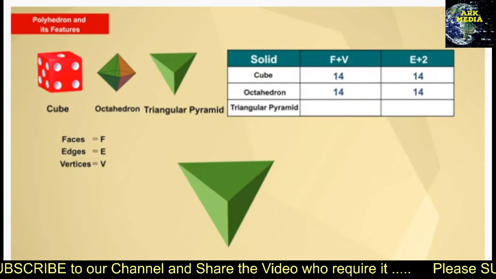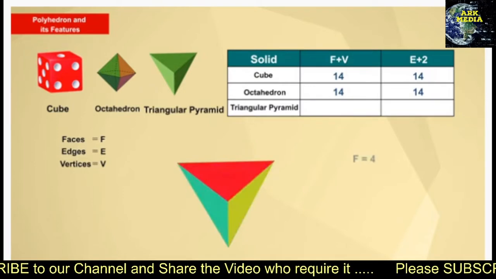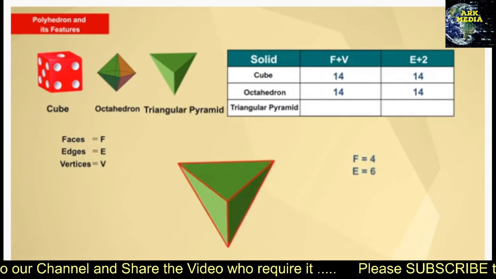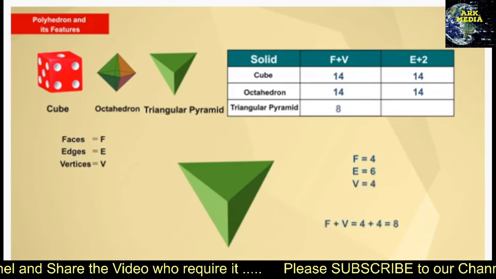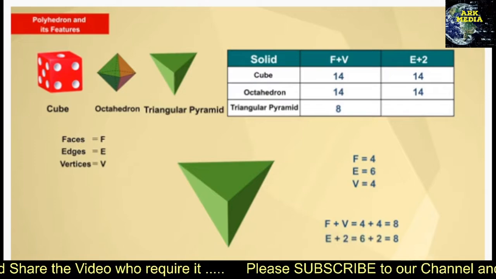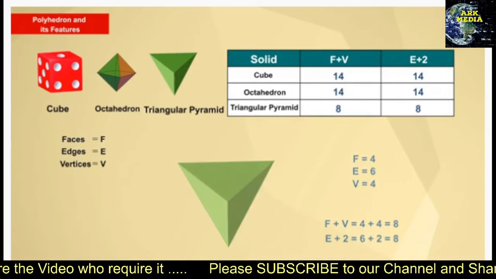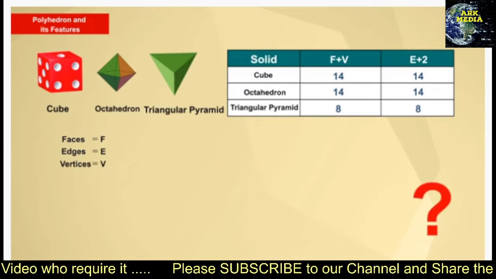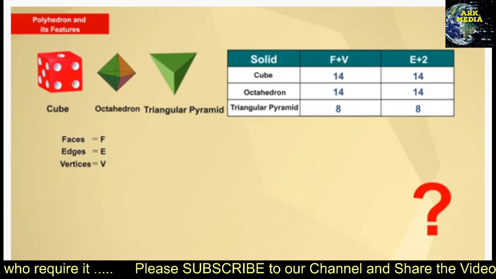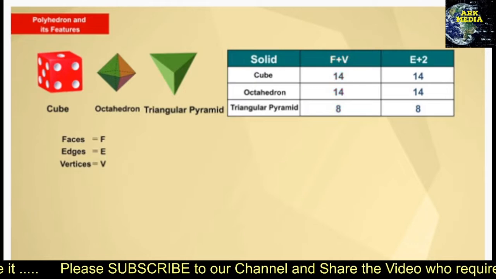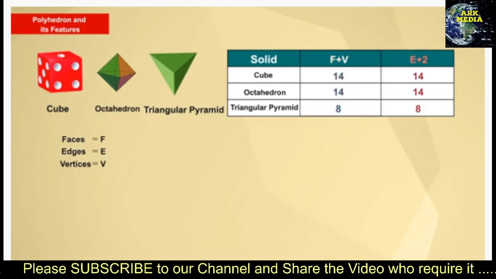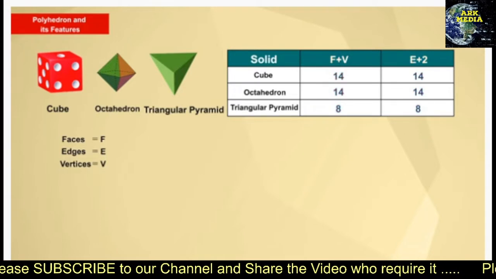As we can see, the pyramid has 4 faces, 6 edges, and 4 vertices. The sum of F and V is 8. The sum of E and 2 is also 8. Can you see any similarities? Well done. Here the sum of F and V and the sum of E and 2 is equal.